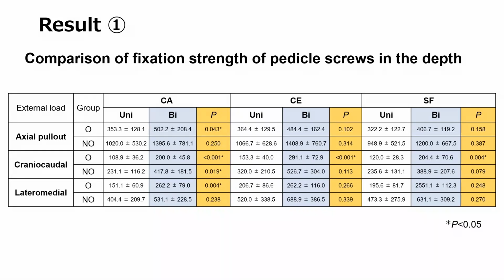The table presents the fixation strength of the pedicle screws in the O and No groups against each external load for each depth or trajectory. In both groups, the bicortical pedicle screws had greater fixation strength than the unicortical pedicle screws in all trajectories and external loadings. Therefore, the optimal trajectory and impact of osteoporosis on fixation strength of bicortical pedicle screws were investigated.